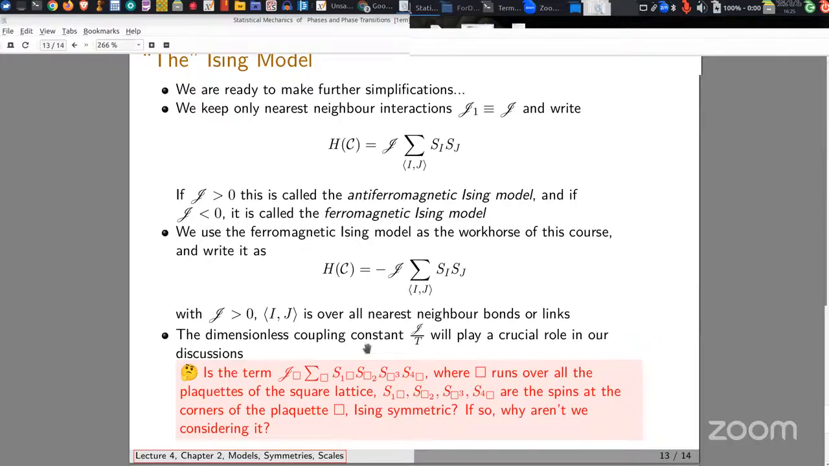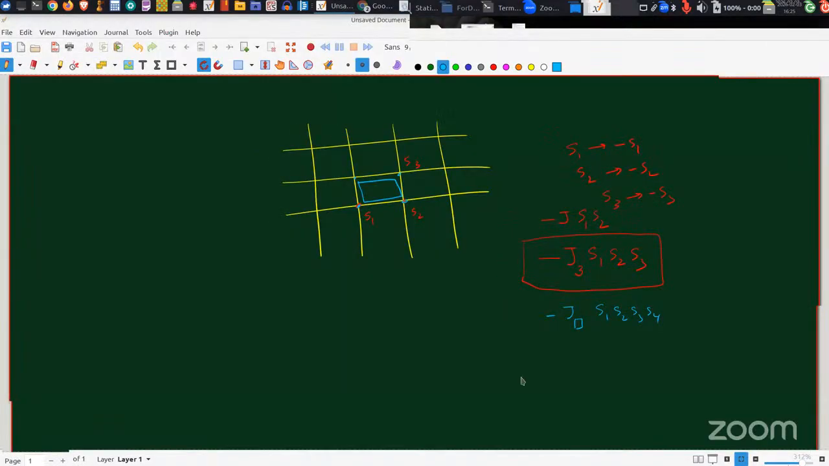My question is, the J plaquette should be inside the summation sign. That's a question of whether you are imposing translational symmetry or not. If you put J plaquette inside the summation, that means associated with every plaquette there is a different J. But if I had translational symmetry, that is all the plaquettes having the same J, then it can be pulled outside.